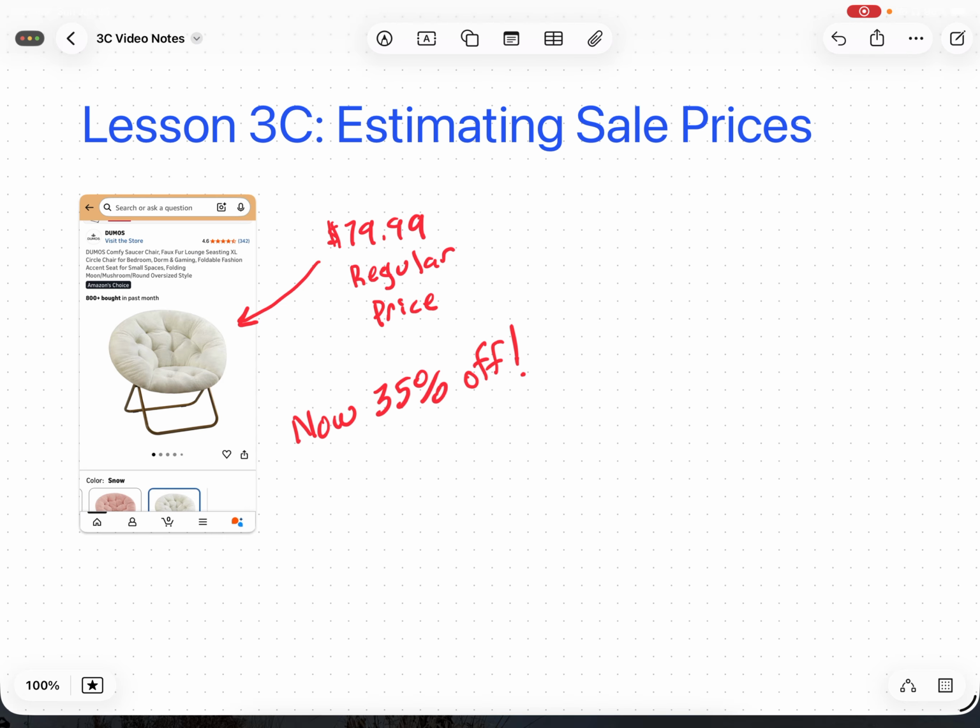Let's consider a comfy saucer chair offered on Amazon that has a regular price of $79.99. You can see it here in my picture. The chair is on sale for 35% off. It's not easy to mentally compute the sale price using these values.